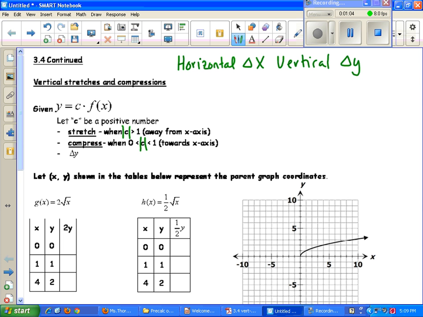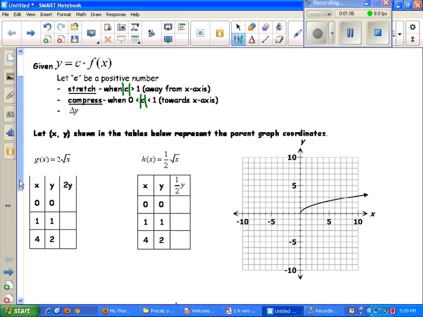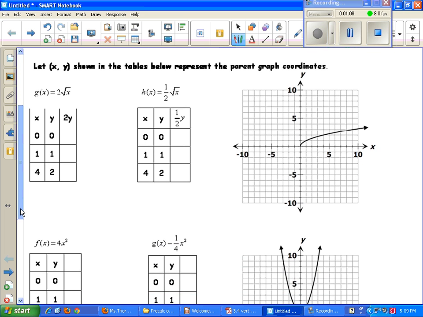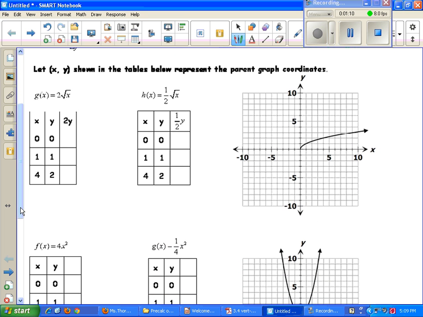If we look at our graphs here, for the first one, let x and y shown in the tables below represent the parent graph coordinates. If you'll notice, these are the parent graph points. And of course, what's the parent graph for this function that we're graphing? y equals the square root of x, which is already graphed on your paper.